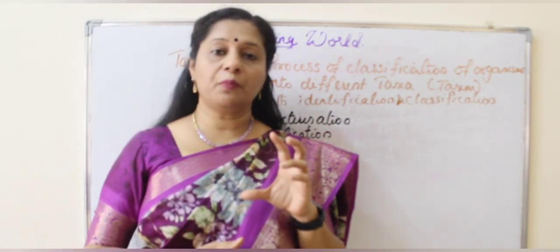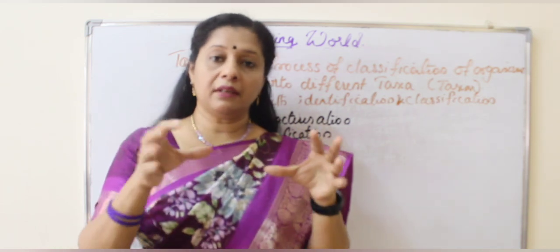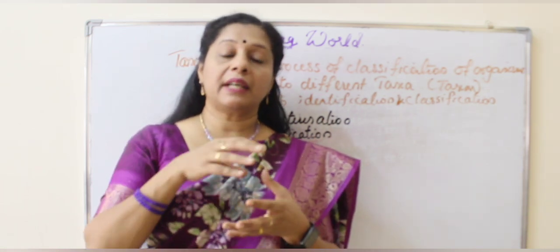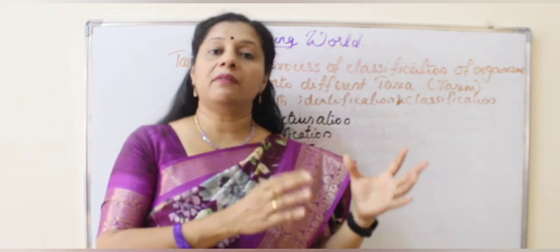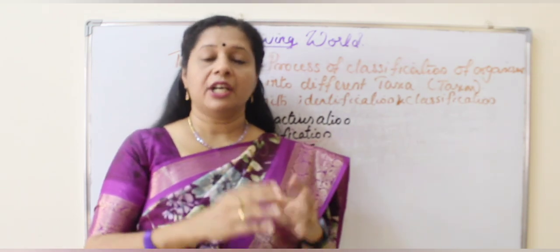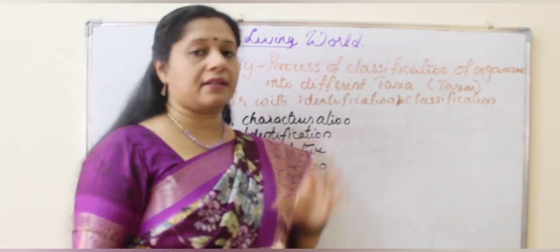Classify it means grouping these organisms into different categories based on the characteristics that they share. Means they may have similarities, so they all will be put in a single category. So these categories are named as a taxon.